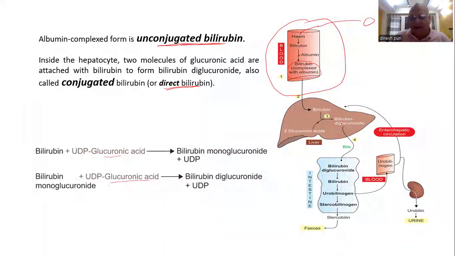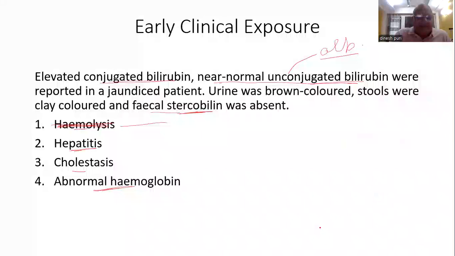और स्टर्कोबिलिन का भी हम जल्दी से कंसीडर कर लेते हैं. Normally bilirubin diglucuronide will enter the intestine, and by a series of reactions it will be converted first to urobilinogen, then stercobilinogen, and stercobilin will be excreted out into the feces. Now we come to the next option, that is hepatitis. Is it a case of hepatitis? Yes or no?